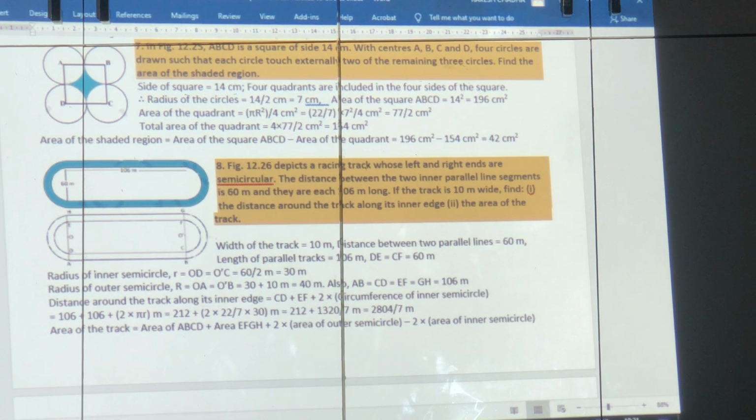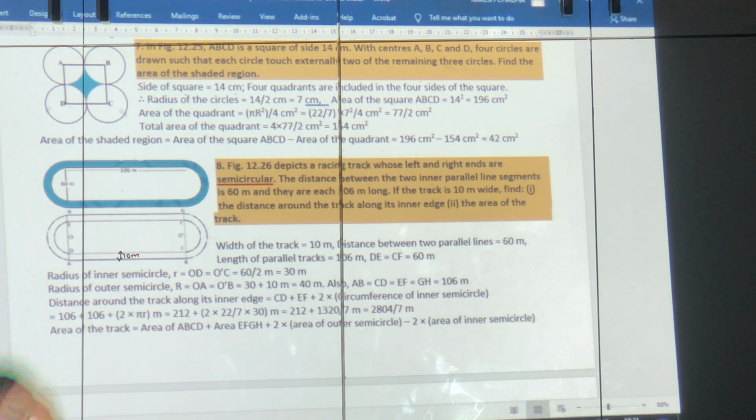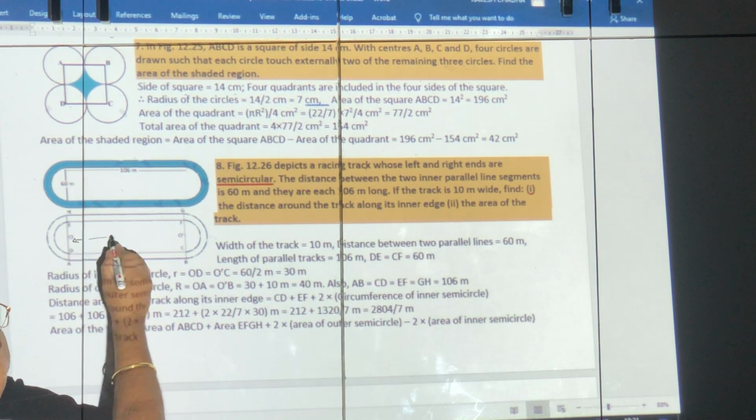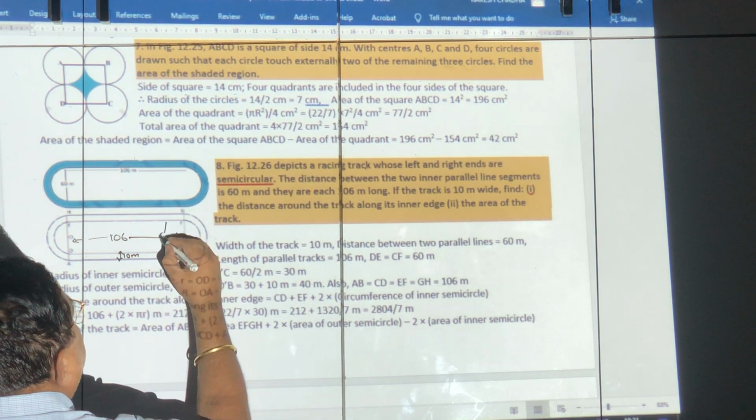Find the distance. First, the width of the track is 10 meters. Length of the parallel track, my friends, as they've written, the distance between the 2 inner lines, the track is 10 meters wide, everything is fine. Now, the length of the parallel track, as they've said, is 106 meters long. Then, the radius of the inner circle, because he said the distance between the 2 parallel lines is 60 meters. This is 60 meters.